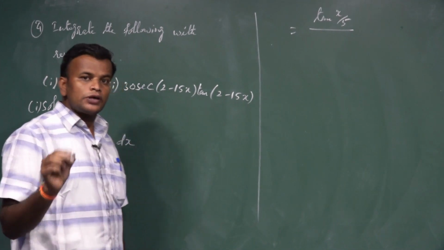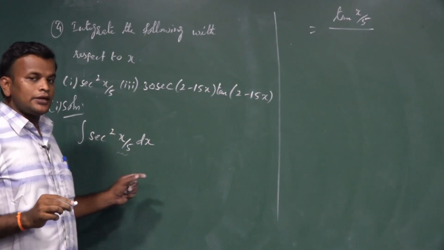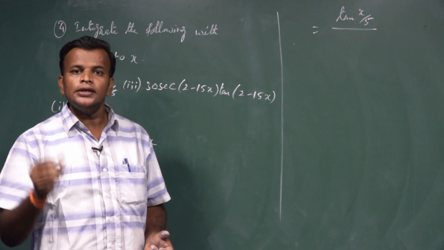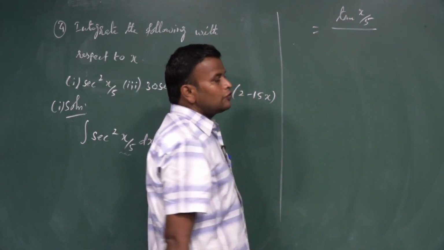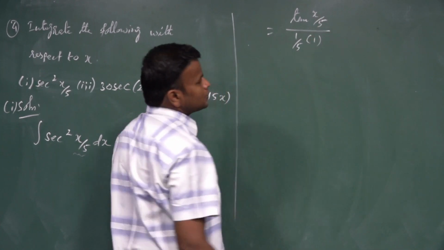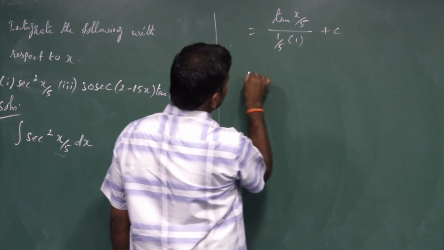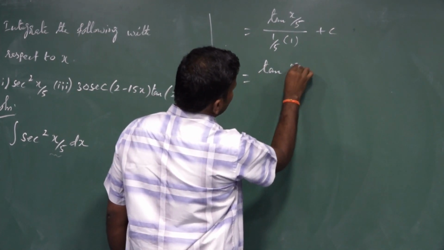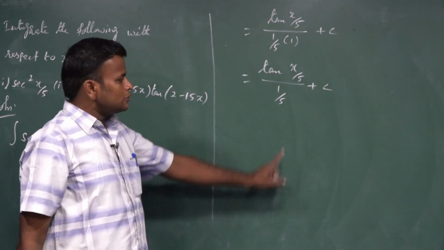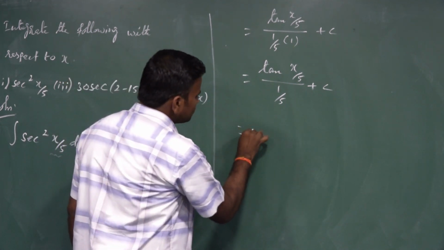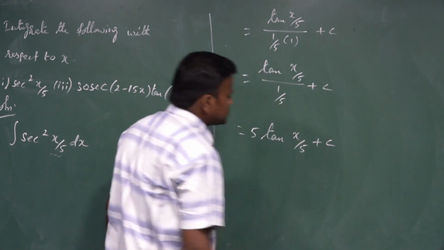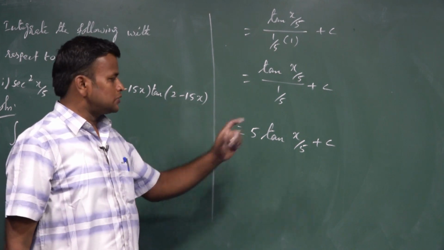But it is a composite function. In place of x, we have x by 5. The next step, we differentiate x by 5 with respect to x, and we put the answer in the denominator. So the derivative of x by 5 is 1 by 5, a constant, and x with respect to x is 1, plus c. So tan of x by 5 divided by 1 by 5. Now this 5 goes to the numerator. So it becomes 5 tan of x by 5 plus c. So it is the answer of the first one.